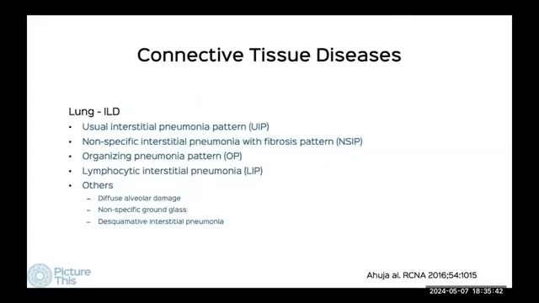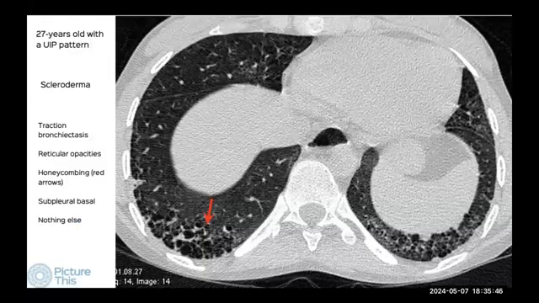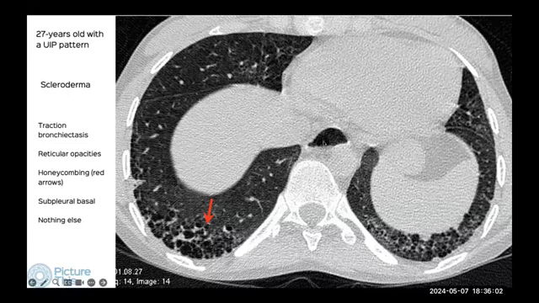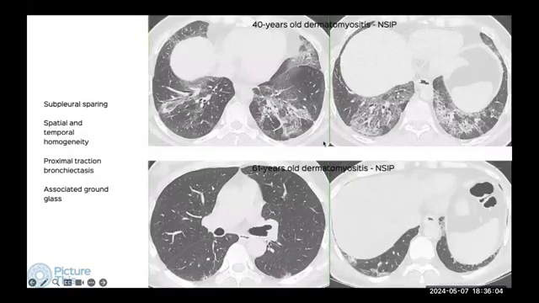The different patterns that we can see are listed here. The UIP pattern consists of subpleural basal predominance of honeycombing and traction bronchiectasis with nothing else. This is a common pattern seen in multiple connective tissue diseases. This patient has scleroderma and also has esophageal dilatation.